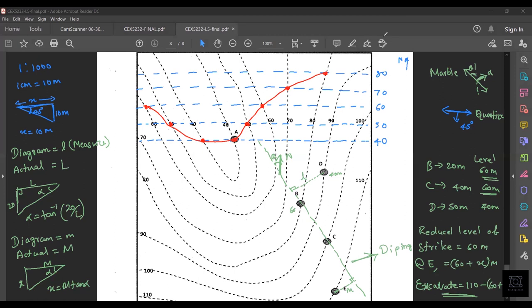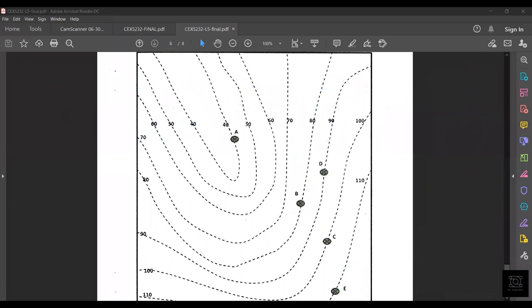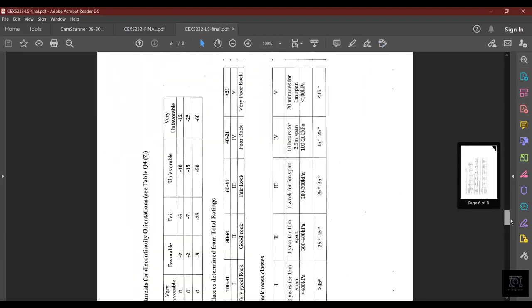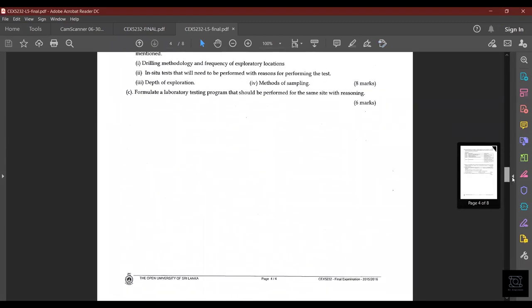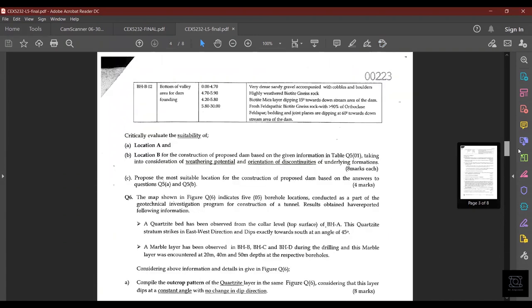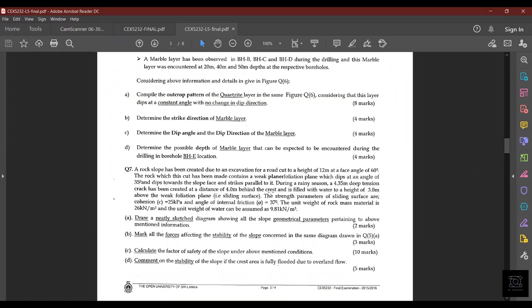So there's another similar type of question from the same paper, question number 7, regarding slope failure. This is pretty much the same concept, but somewhat different in some calculations. We'll see that. Question number 7, this one, is about a rock slope.